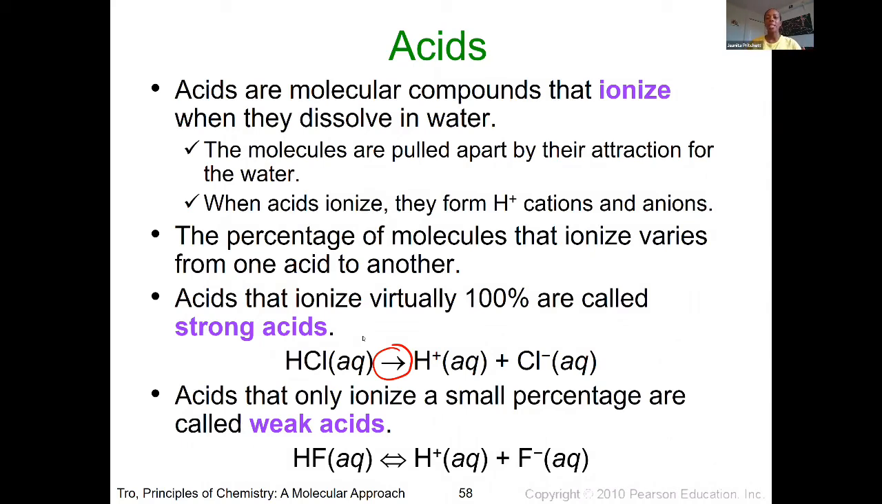Now, acids that only a small percent ionize are considered to be weak acids. With weak acids, you'll have some ionization occurring, some hydrogen being released, some of the anion being released, but you also will still have some of that molecular compound remaining intact. If you look at the arrow here, notice that it's a double arrow. That indicates to us that some of our reactant remains and we've created some product. Okay, so strong acids, 100% ionize; weak acids, only partially ionize.